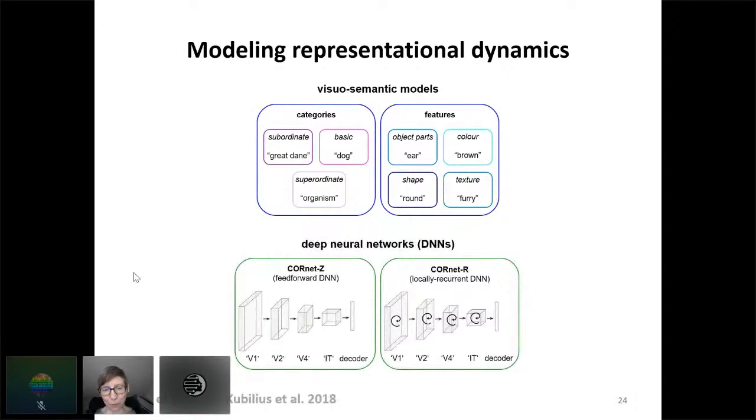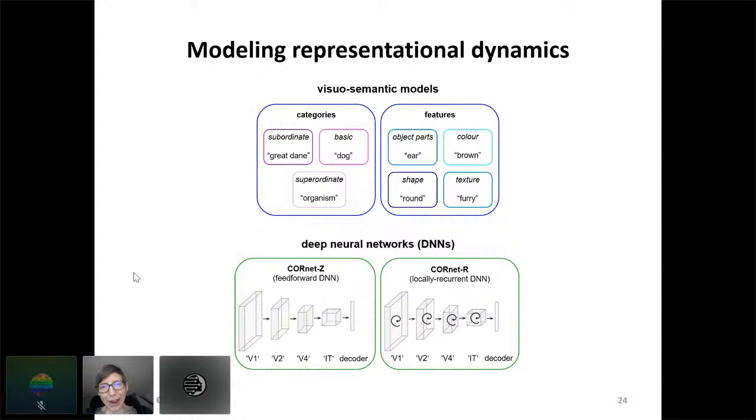We used CORnets, which are specifically built to have a similar architecture to the primate ventral visual system. We use two versions there. One is a feed-forward only deep neural network, and the other is locally recurrent. We put these together to be one class of models. What we did next was to linearly combine the different categories and features, for the Visuo-semantic models, or the different layers and time points, for the deep neural networks, to best explain the human MEG data at each time point after stimulus onset.